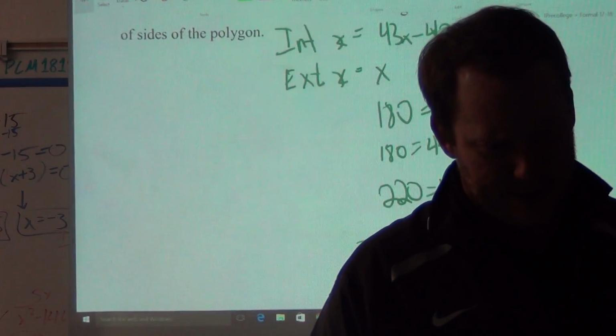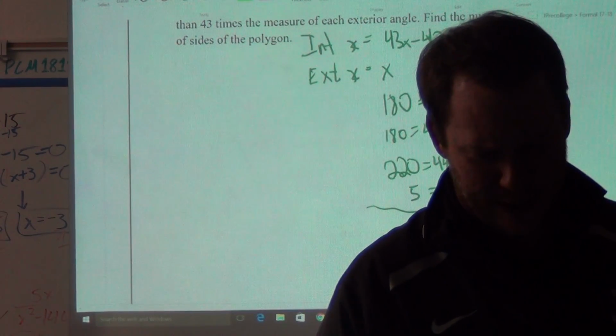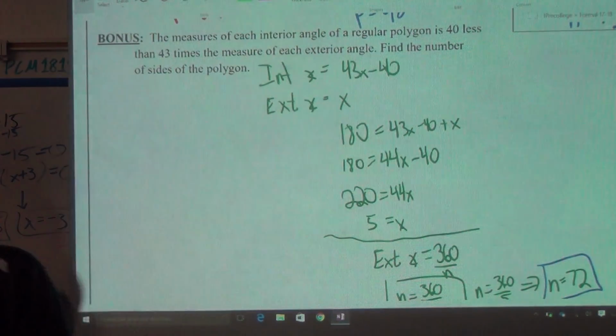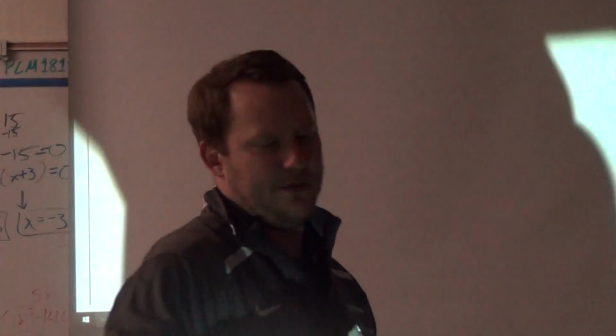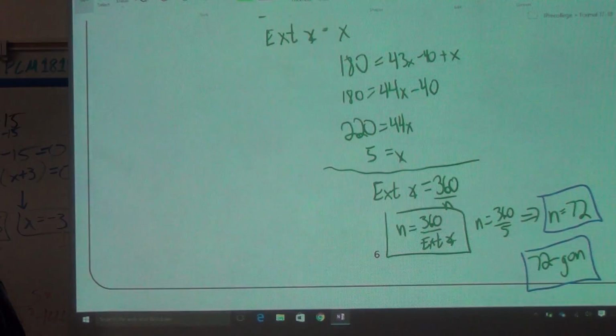Lastly, the bonus, please. The bonus, the interior angle is this much, the exterior angle is this much. They're supplementary to each other. You're going to get that x equals 5. Once you have that x equals 5, you'll figure out that n equals 72.